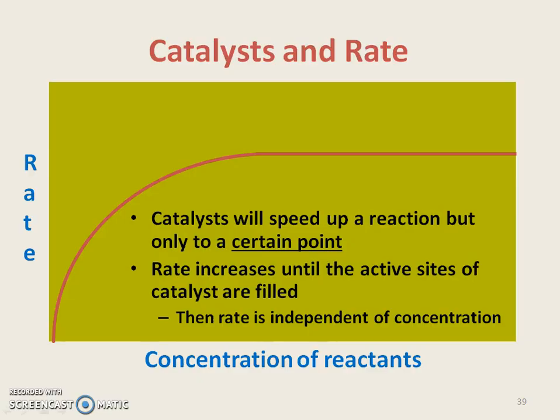So catalyst and rate. Again, the catalyst will speed up that reaction, but still only to a certain point, right? And then that rate increases until those active sites are filled. In other words, at some point, the rate is going to level off because the rate is independent of that concentration. So at the end of the day, you still only start with so much concentration. Even if you add a catalyst, it's only going to go as far as it can at a certain point.